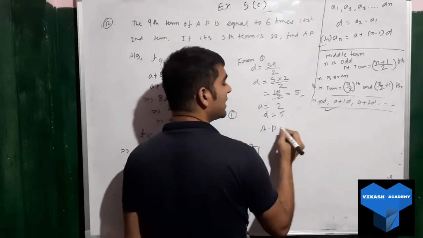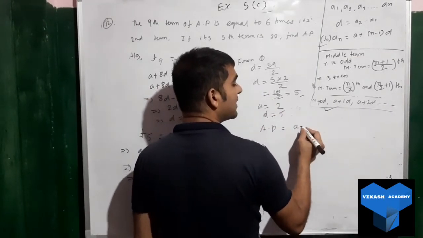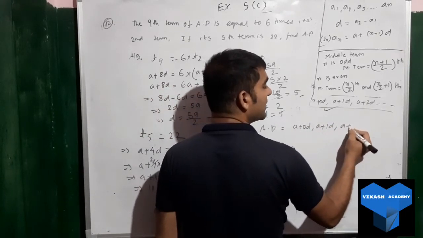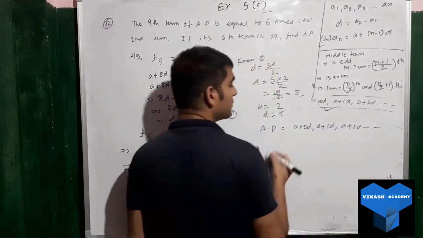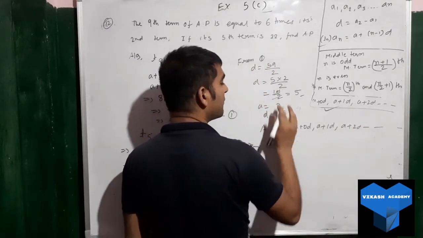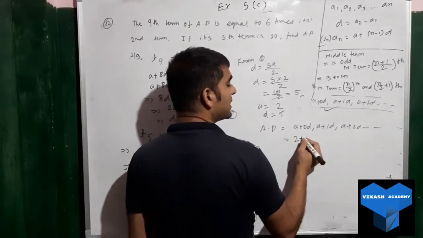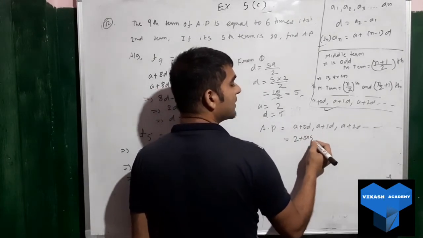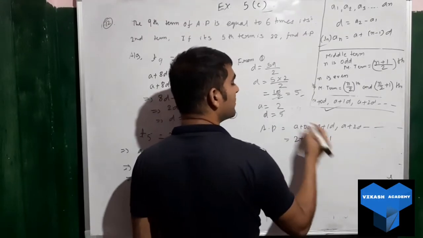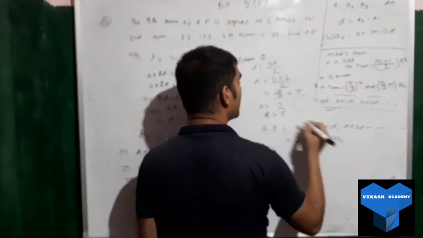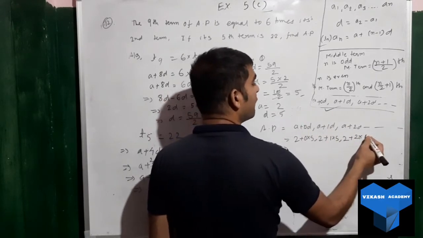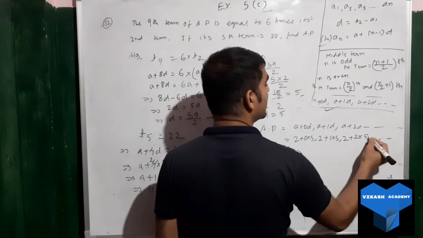The AP will be what? We know that the AP is A plus 0D, A plus 1D, A plus 2D, then dot dot dot, it continues. So A plus 0 into D will be 0, so we can write A. The value of A is 2, then plus 0 times D, D is 5. Then A is 2, plus 1 times D, D is 5. Then A is 2, plus 2 times D, D is 5. Then dot dot dot.